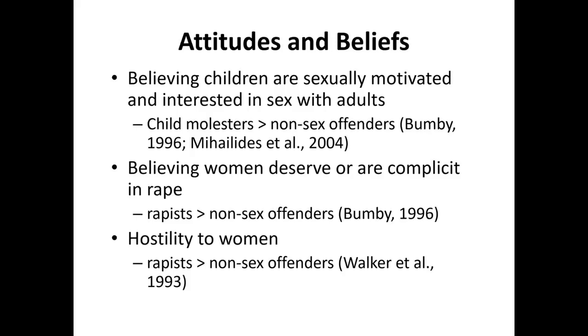So they might think if a child is sitting on their lap, that means the child is coming on to them in some way. These are often called cognitive distortions. They tend to be false beliefs that would support or justify them committing sexual behavior against children. And child molesters do tend to have higher rates of these attitudes.